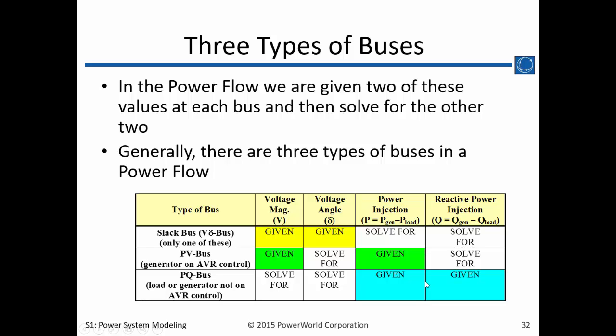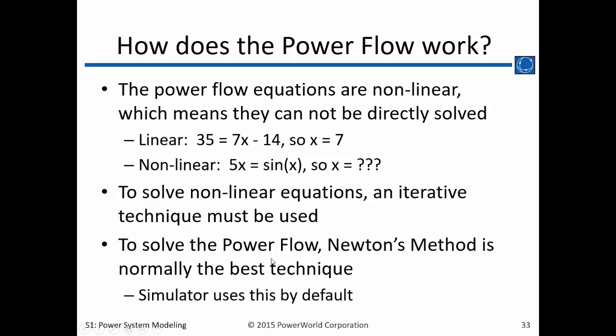So those are the three types of buses you're going to see in a power flow, and Simulator labels your buses for you so you know if a bus is a slack bus, a PV bus, or a PQ bus. You can see that. Because there are times during a load flow solution when a bus might change from a PV bus to a PQ bus if the generator is regulating voltage but it hits a VAR limit. It goes from being a PV bus to a PQ bus at that state. So there are times when it can change on the fly.